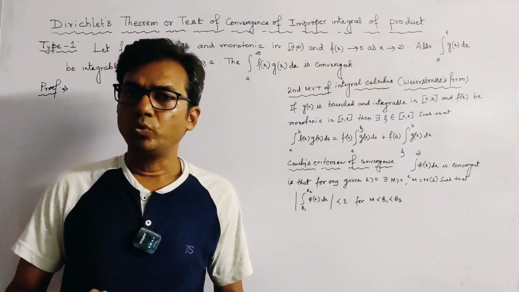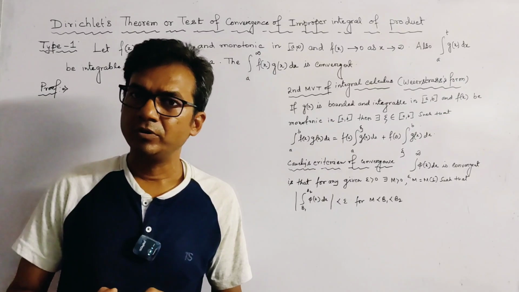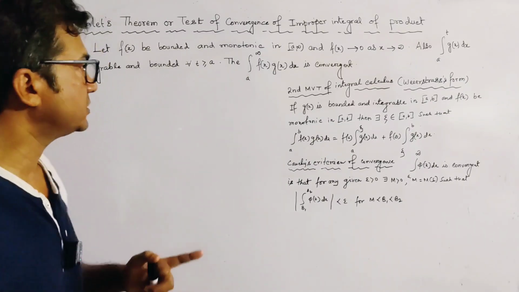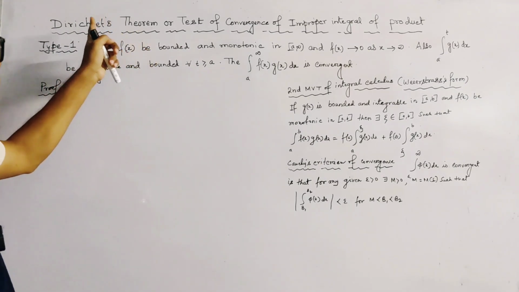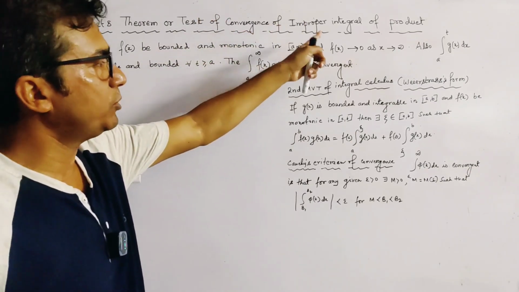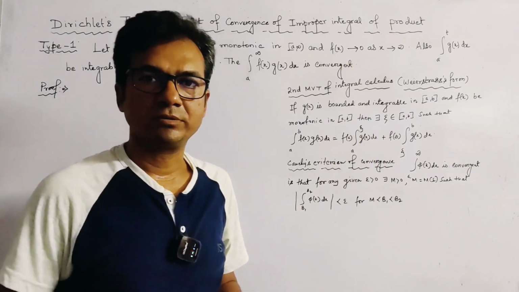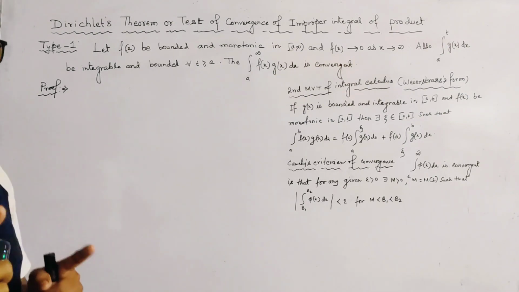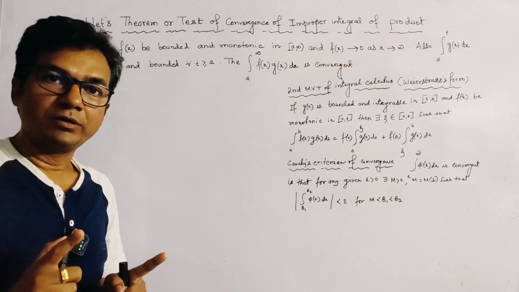In this class, we discuss an important test or theorem of improper integration, which is known as Dirichlet's theorem. It is also known as Dirichlet's test of convergence of the improper integral of a product of functions, right? And this test may be of two types. At first we discuss type 1.